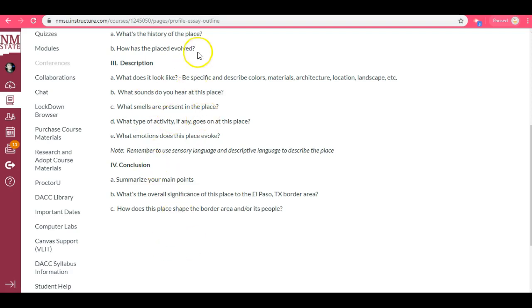So once you've described the place and discussed its history, the last part is the conclusion. Now the conclusion is very important because in the conclusion is where you will tell your audience why this place is significant to the El Paso, Texas border area. So again, this is where you really make your point and let the audience know why this place is important to the border. And also in your conclusion, make sure that you address how does this place shape the border area and or its people. So again, what is it about this place that reflects the people or the culture, or how does it shape people in this border town?